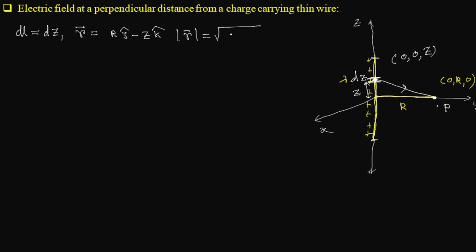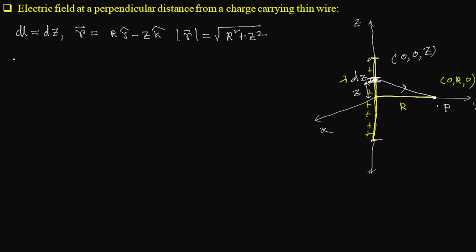It will be under root of r square plus z square. So once we know the dl, we know the r vector, then we can write the electric field at point P because of this elementary length. And then if we take the integration over this length, that will give us the net electric field.